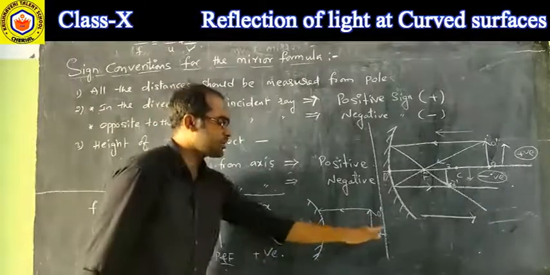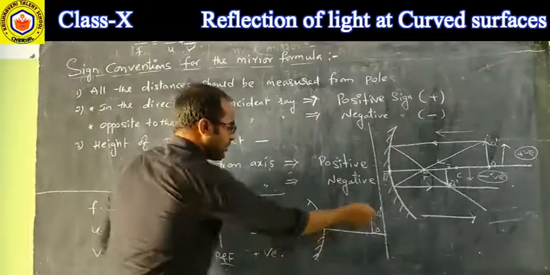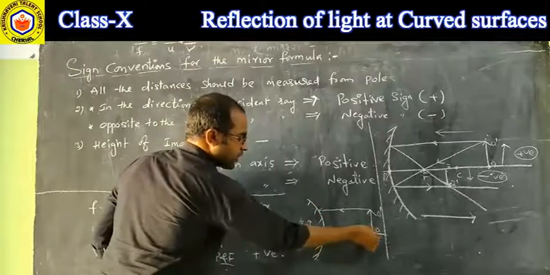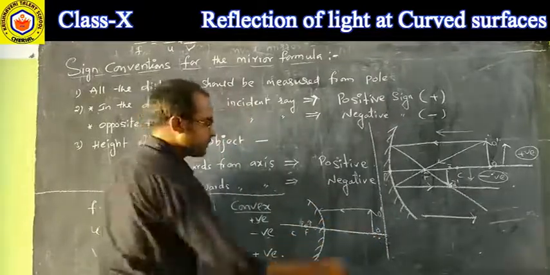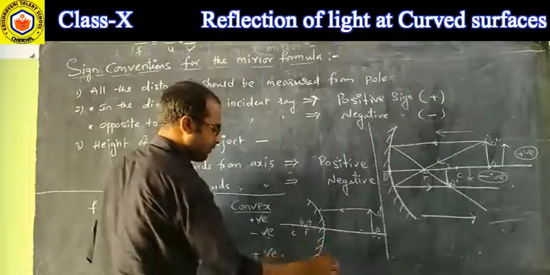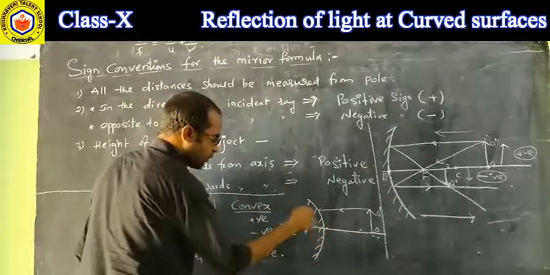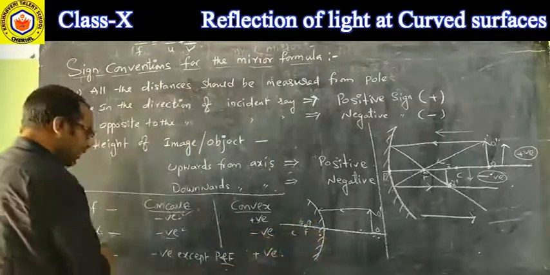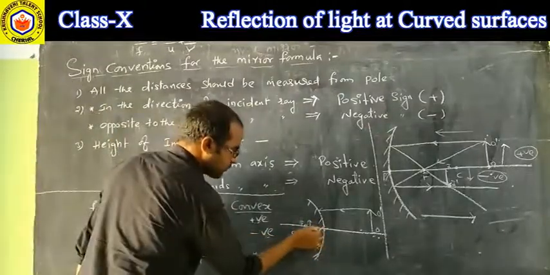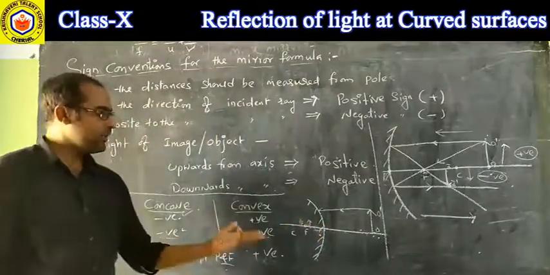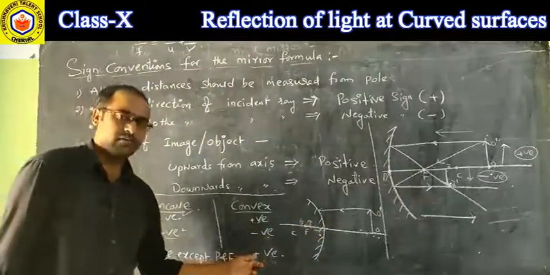The object will be placed here, and the direction of the incident ray is like this, and we measure in this manner. We measure in the opposite direction to the incident ray, so that is why the object distance is always negative. The radius of curvature is always positive, the focal length is always positive, and the image distance is always positive. The image will always be formed inside the mirror, so that is why the image distance is positive.